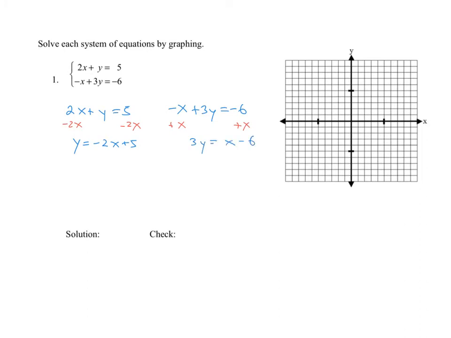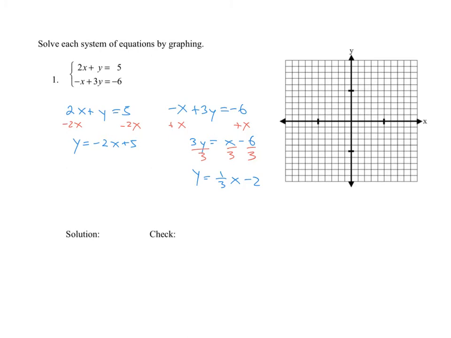And then I'm going to divide both sides by 3 to isolate y. And I get y equals 1/3 x minus 2. And now I'm going to graph both these lines and find the point where they intersect.